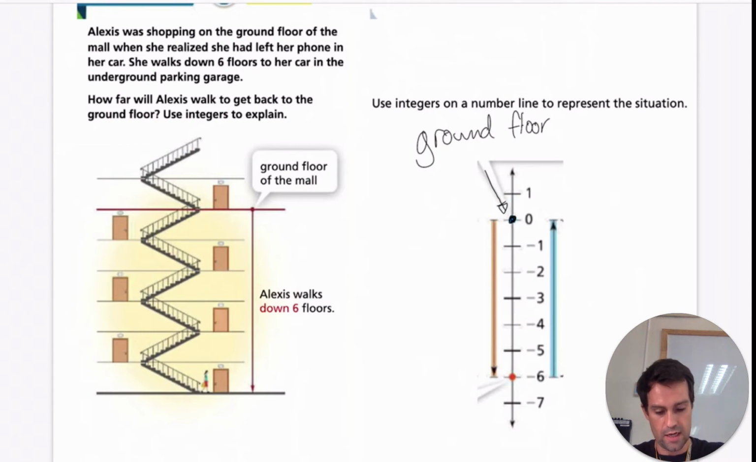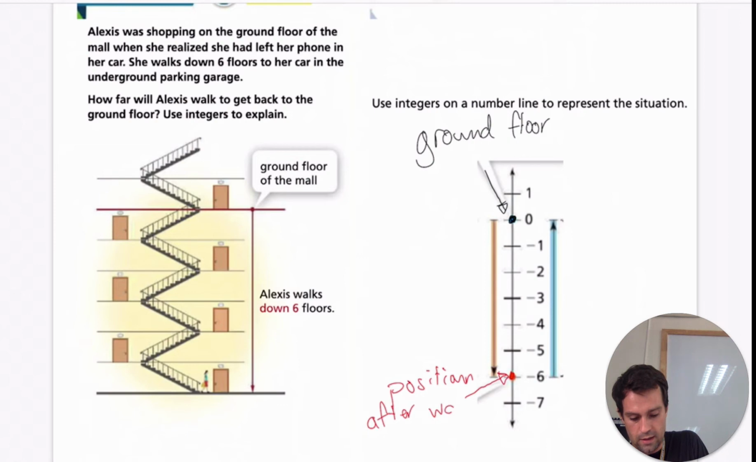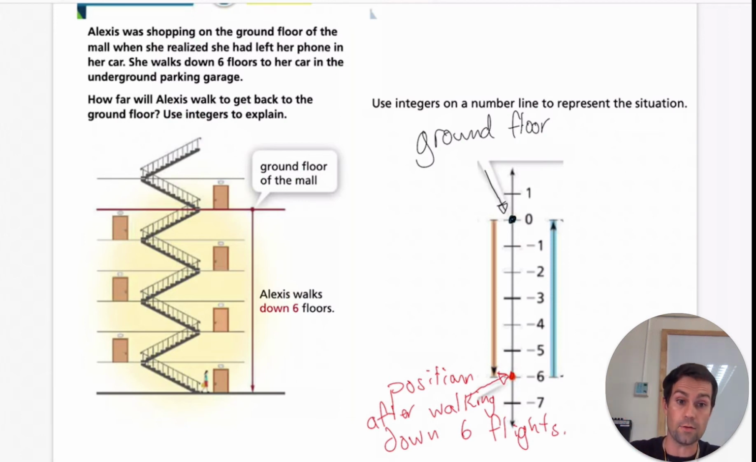So if she has to go down to get her phone, what will -6 represent? This will represent her position after walking down 6 flights of stairs. Okay? It's the position of her car, right? So she's walked down 6 flights.